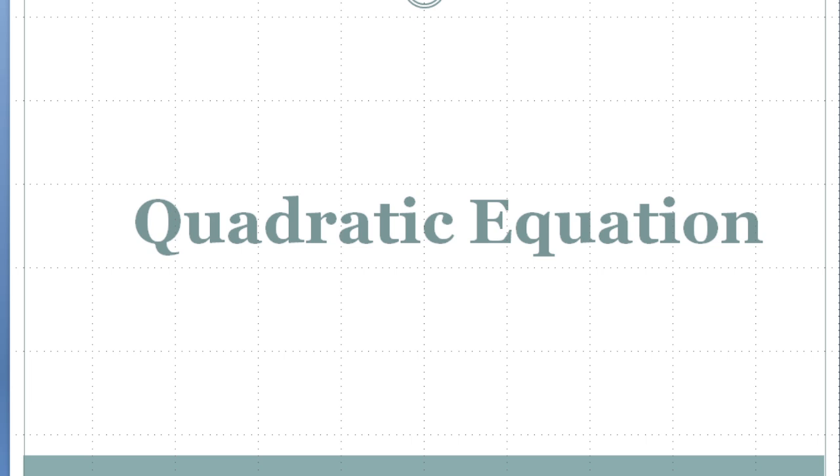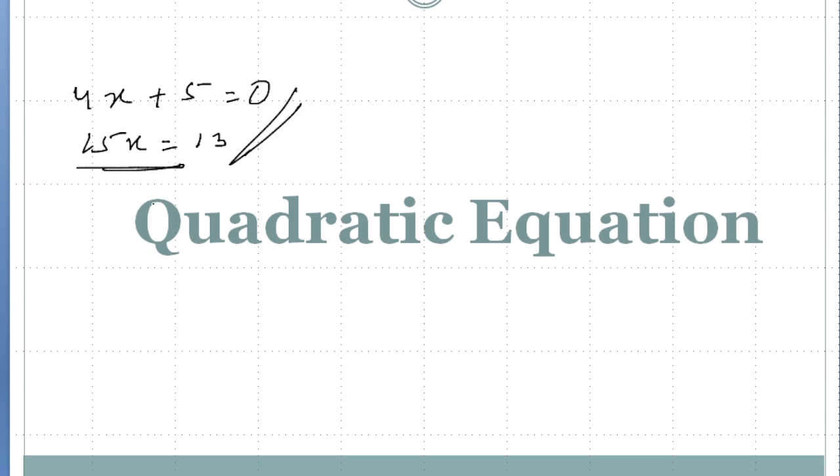First of all, today's chapter is quadratic equation. Before going to the quadratic equation, we will see the linear equation. You all already read about the linear equation. Linear equation means an equation with one variable. For example, 4x plus 5 equals 0, or 15x equals 13. Like this you already read the linear equation.